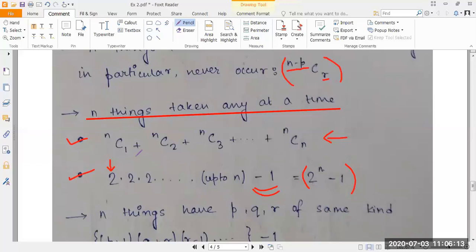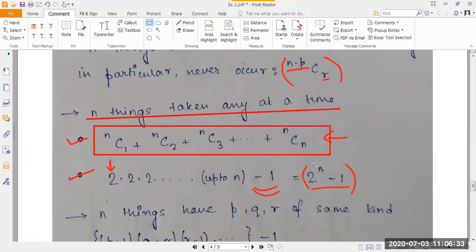Now, these two expressions are essentially the same situation. Both express the same thing, so they are identical. So we have nC1 plus nC2 plus nC3 plus dot dot dot up to nCn is equal to 2 to the power n minus 1. This expression equals this expression. This is a very important equation, I'd say, which is used in a lot of other spheres other than combinations as well.